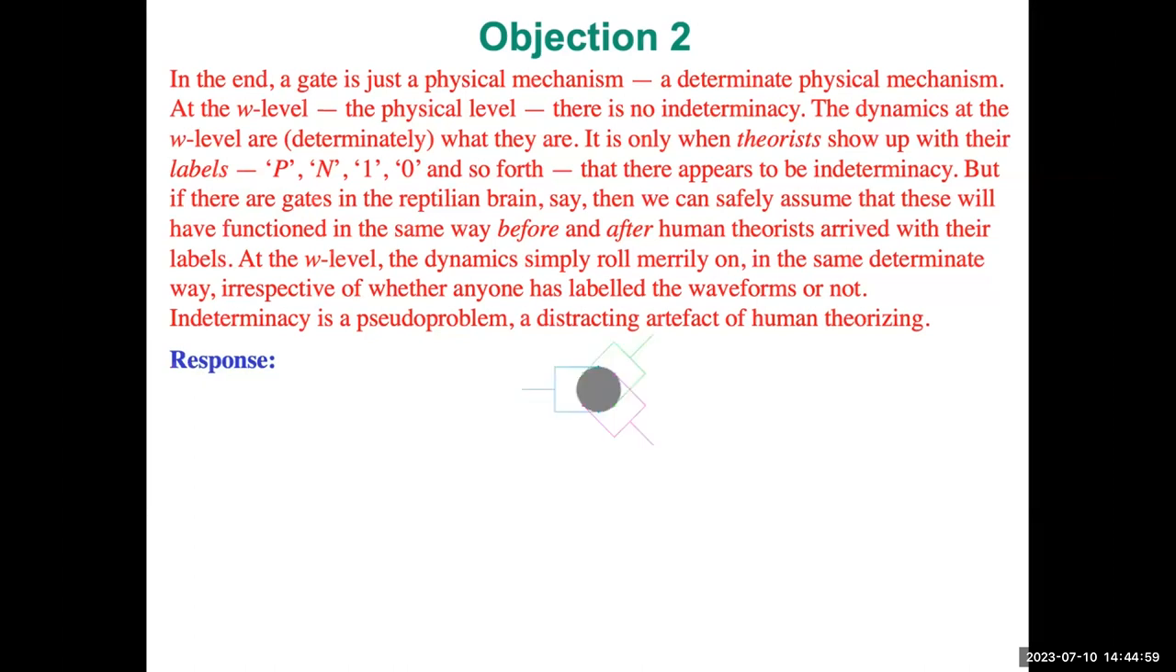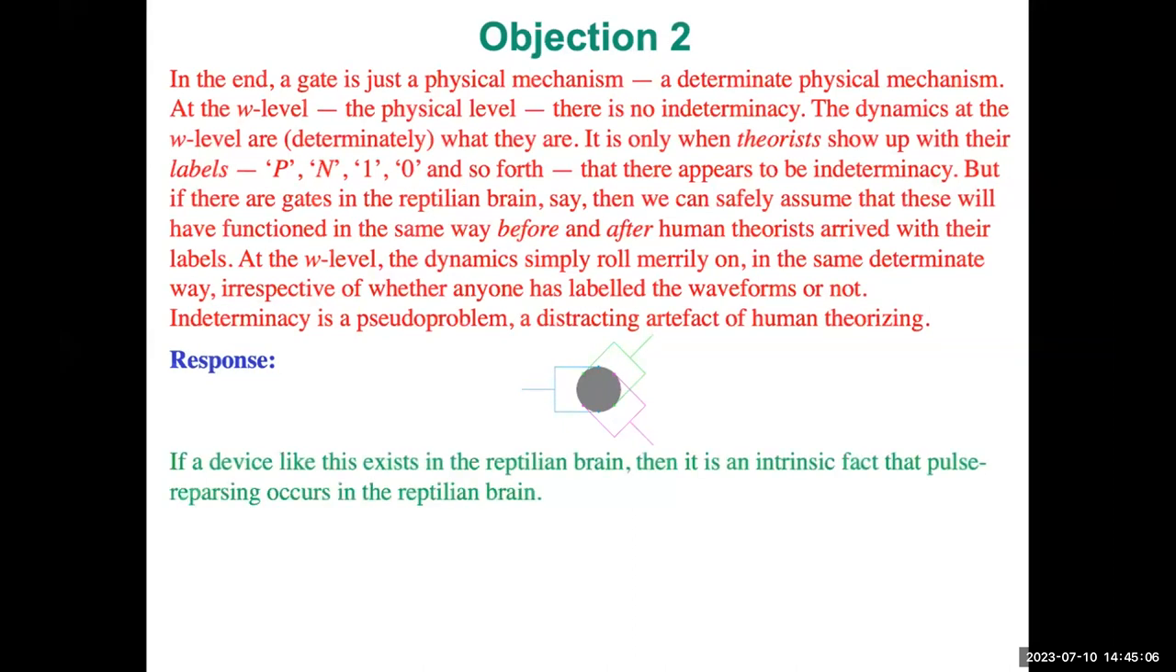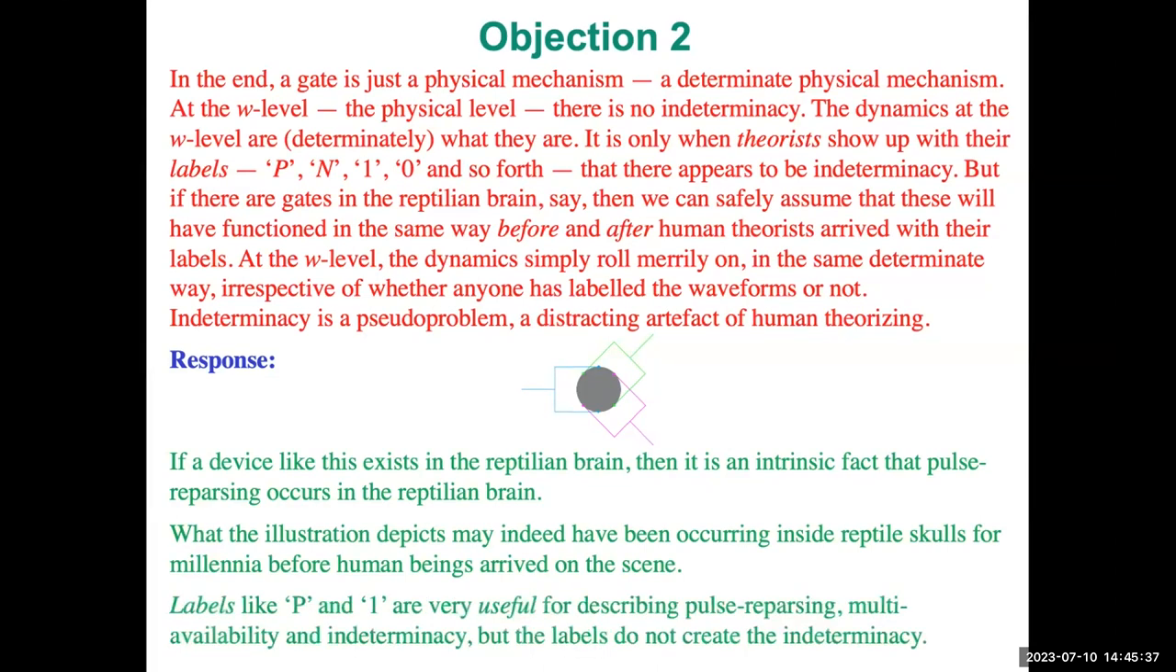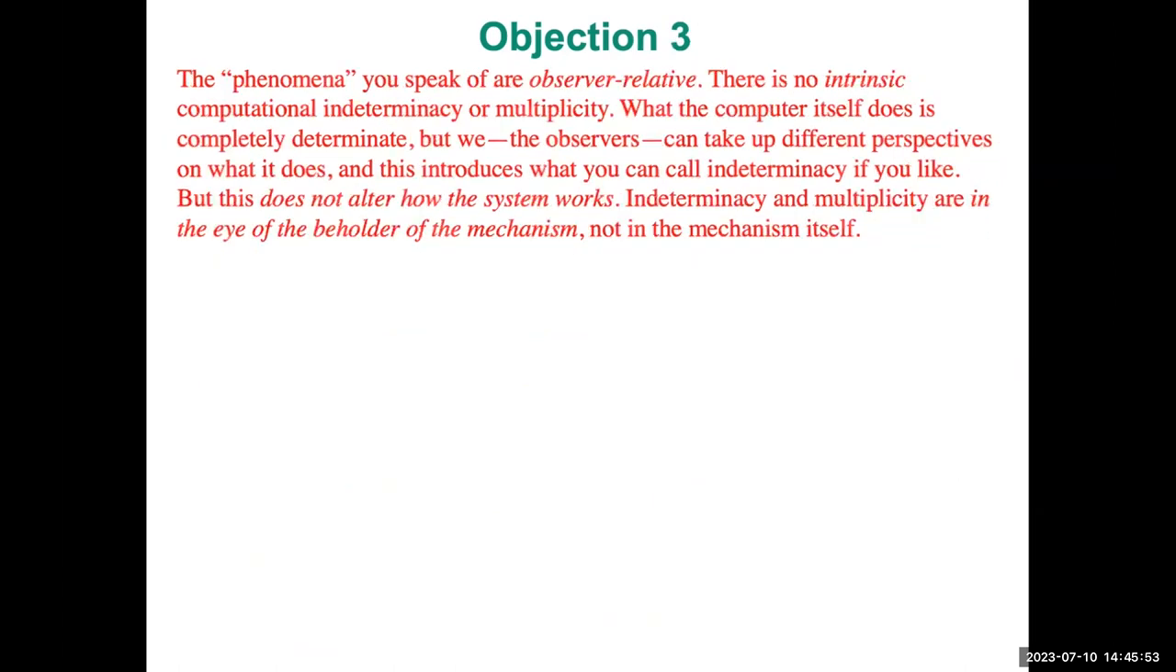So the response to that, and let's return to that same triple probed gate that I showed you earlier: if a device like this does exist in the reptilian brain, then it's an intrinsic fact that pulse reparsing occurs in the reptilian brain. It simply isn't some kind of an illusion or some kind of artifact of theorists turning up with their labels. What the illustration depicts may indeed have been occurring inside reptile skulls for millennia before human beings arrived on the scene. Labels like P and 1 and so on are very useful for describing pulse reparsing and multi-availability and indeterminacy, but the labels don't create the indeterminacy. So that's my take on objection 2.